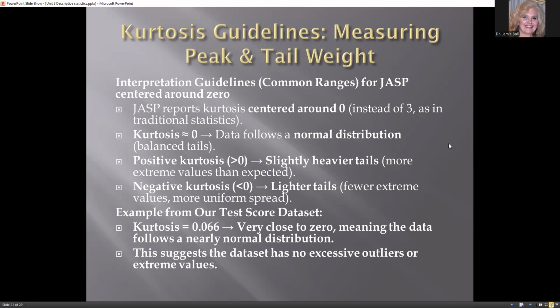All right, so an example from our test score data set, our kurtosis score was 0.066. This is so close to 0 that I would say it was relatively normal. Okay, so just remember, a positive number, pointy, negative number, flat.